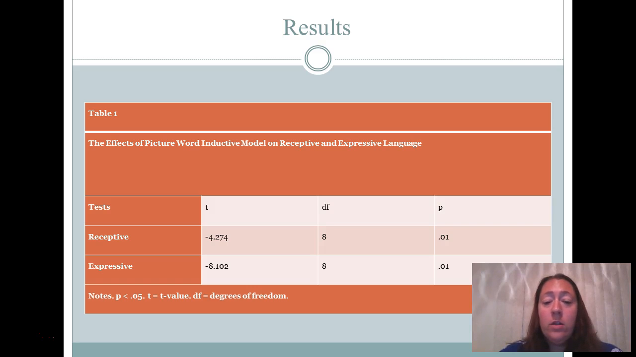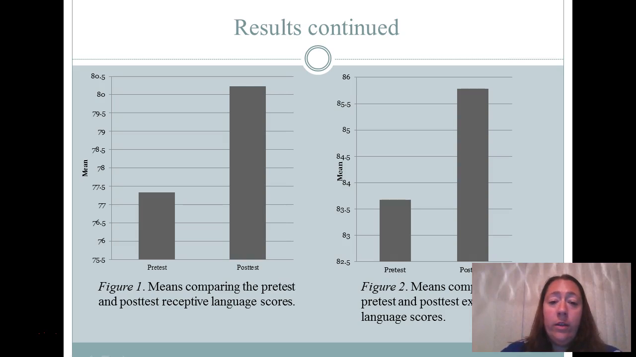Looking at Table 1, you can see the dependent sample t-test suggested a significant difference between receptive language pre-test scores and post-test scores with a p-value of greater than 0.01. The dependent sample t-test also suggests significant difference between expressive language pre-test and post-test scores with a p-value of greater than 0.01 also.